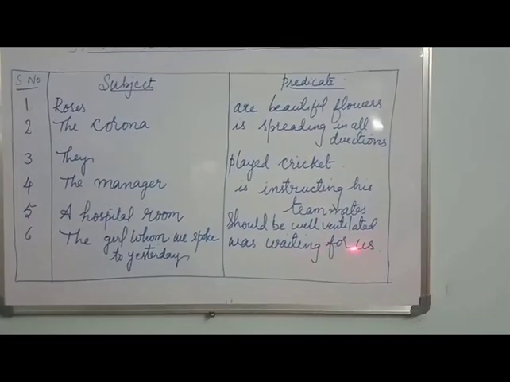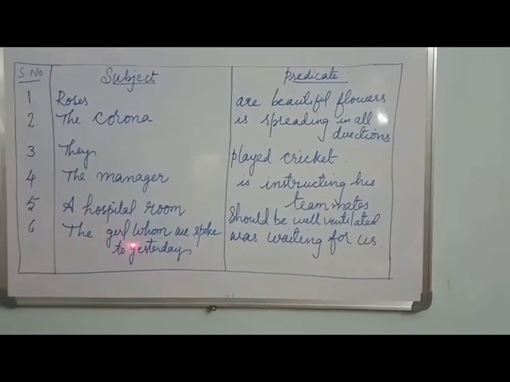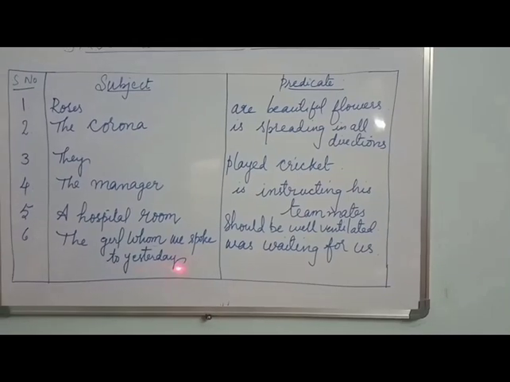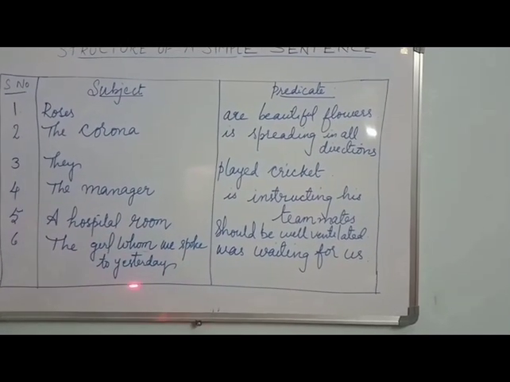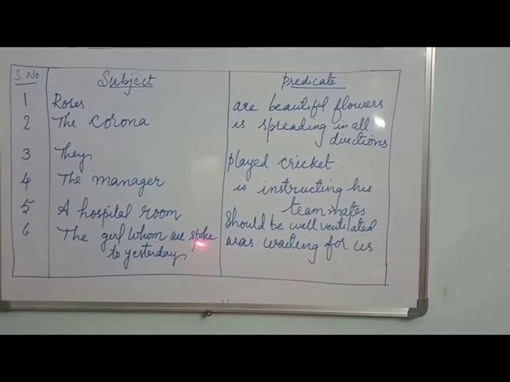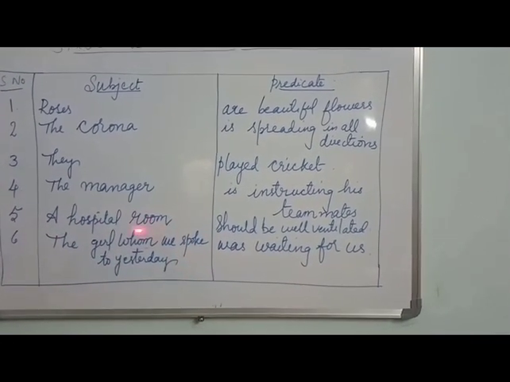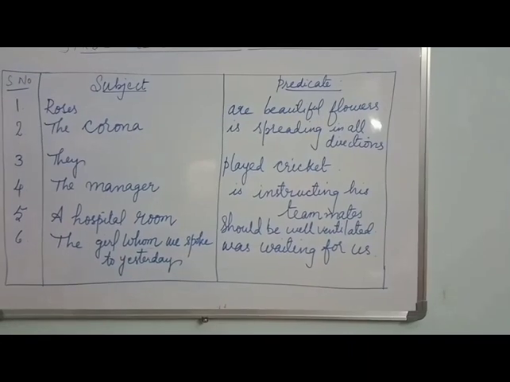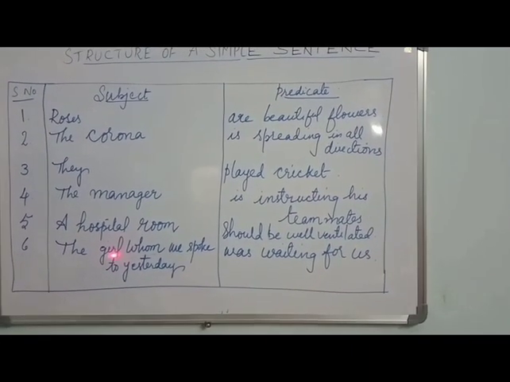Who was waiting for us? Who was waiting for us? The girl whom we spoke to yesterday. The girl whom we spoke to yesterday was waiting for us. And the whole complex, the group of words, is functioning as the subject. Now, who is the doer of the action here? It is the girl.